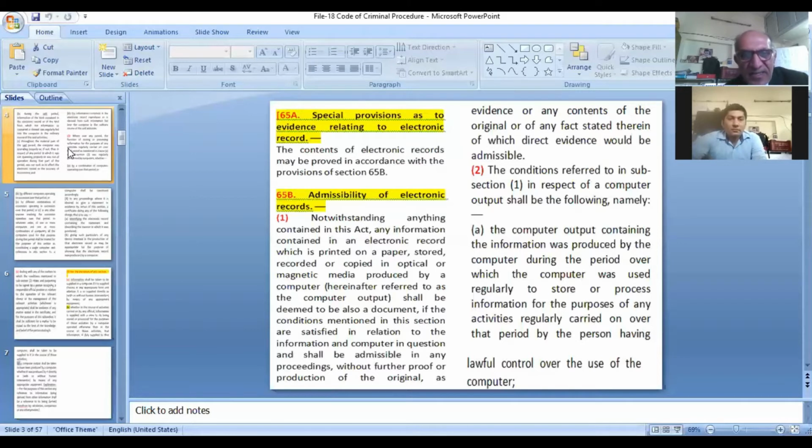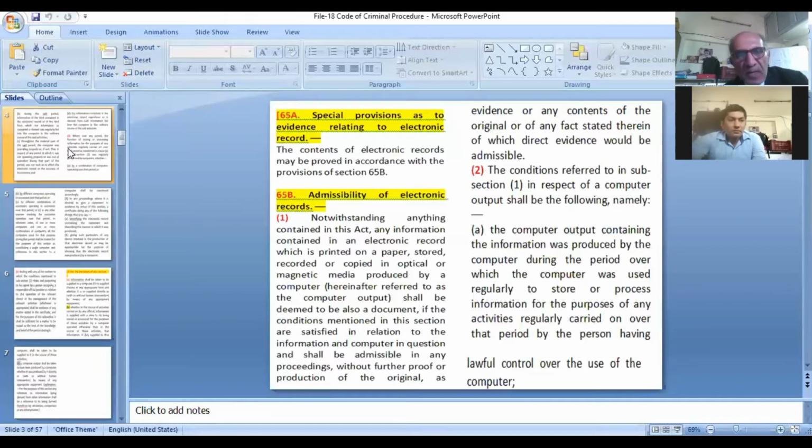And then the second is the media. So it will be a special class, special category of the documents which are in the script printed form or which are in recorded, copied situations: stored, recorded, or copied. These are three adjectives: stored, recorded, or copied in optical or magnetic media, produced by a computer.